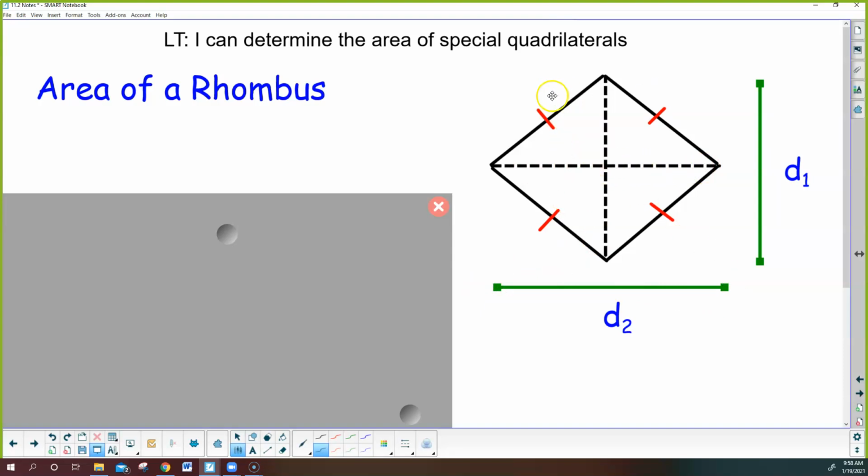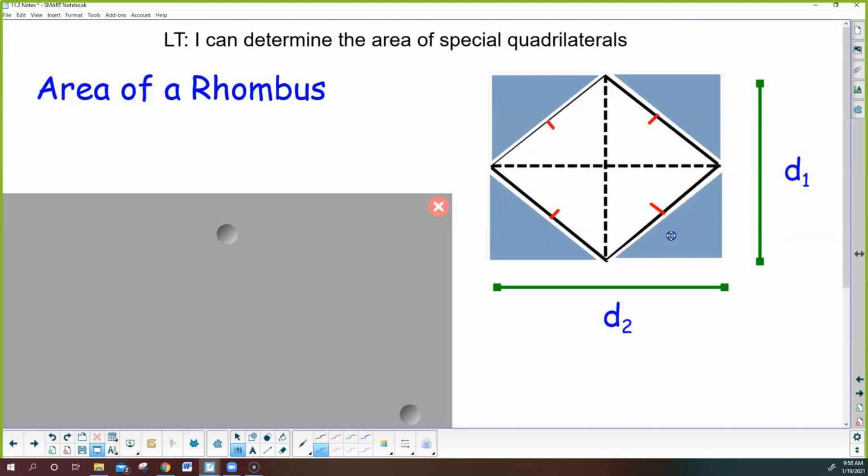Well, what we could do is, what if I double this? What if I take this triangle here and I just double it? Okay, and then I do the same thing here and I double it. And then I have the same thing here and I double it, and the same thing here. Well, wait a minute, doesn't that create a rectangle? And what is the area of a rectangle? It's base times height. Well, that base is the length of one of the diagonals, diagonal 2. The height is the length of the other diagonal. But since I doubled it, I only want half of that area.